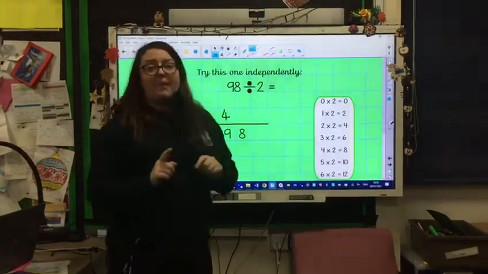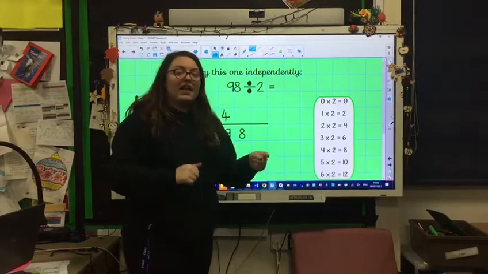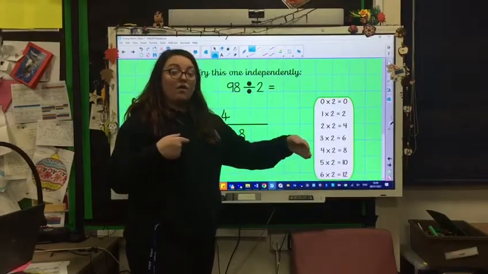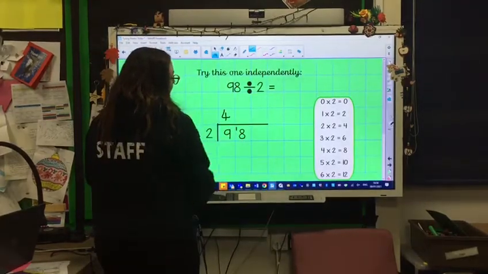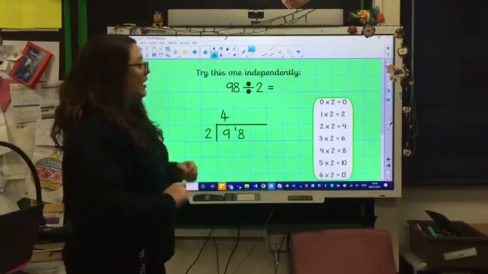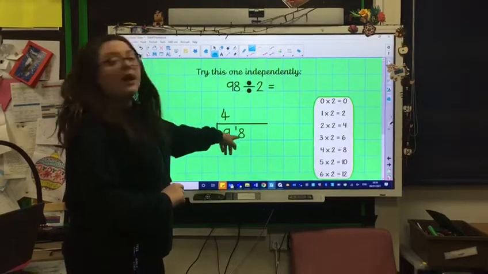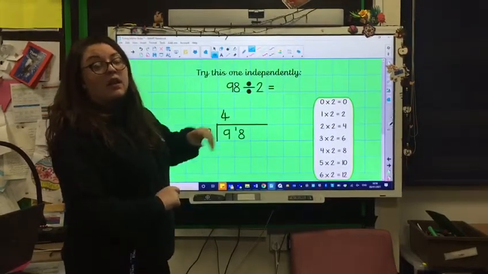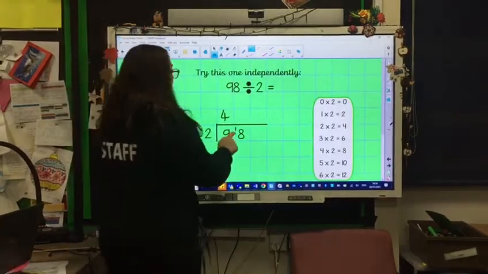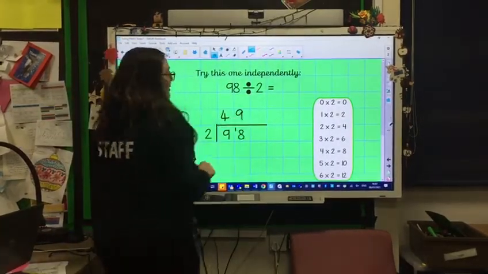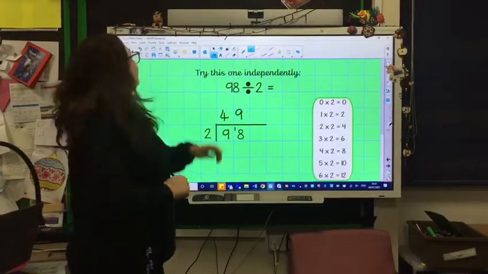And then we need to think how many we then need to count on to get from 8 to 9. Hopefully you should all be able to tell me that that is 1. So that is what I carry over to make 18. We can then use our 2 times tables to work out how many 2's go into 18. Hopefully you all know your 2 times table, so you should be able to tell me that that is 9, which would make the answer 49.